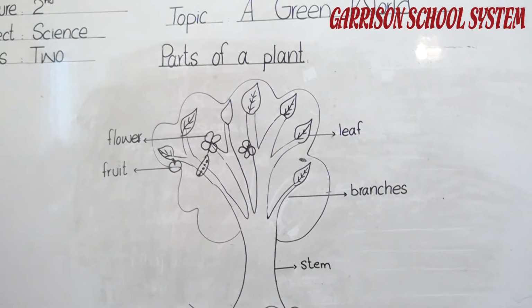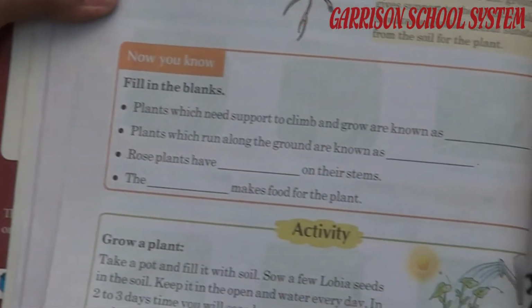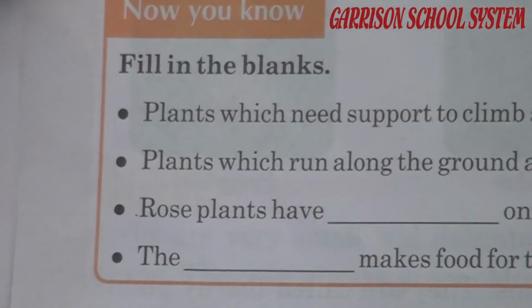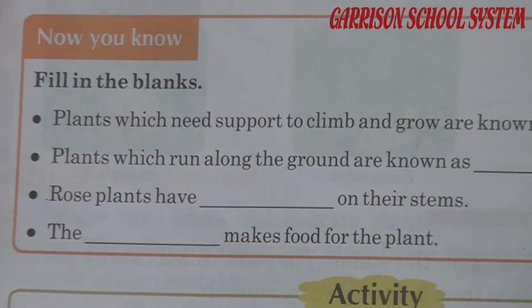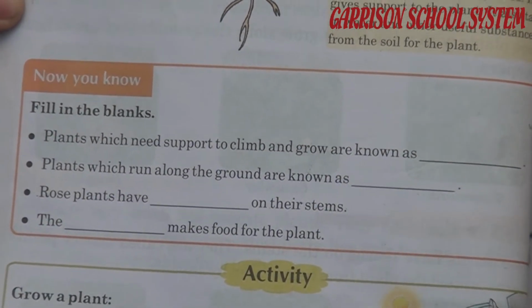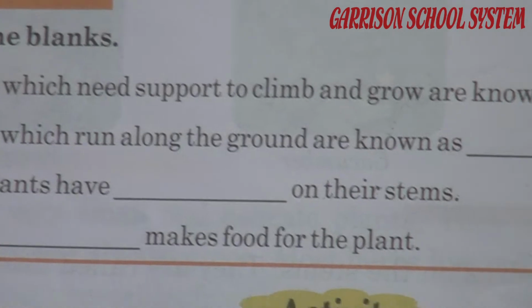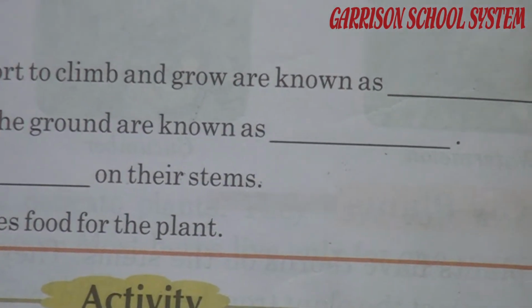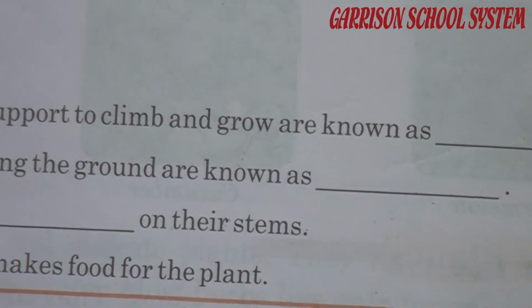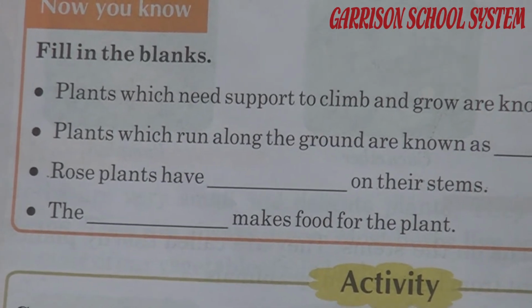Now there is an activity on page number 12. Now you will show what you know in the form of filling the blanks. You can see here. Number one, plants which need support to climb and grow are known as dash. Climbers. CLIMBERS. Second, plants which run along the ground are known as dash. Creepers. CREEPERS.